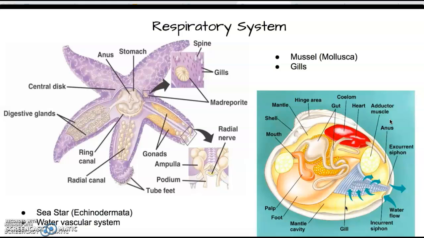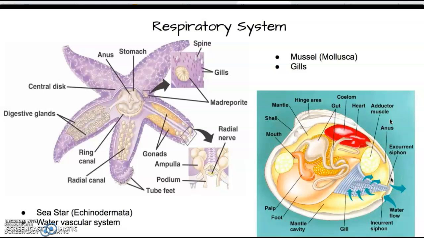So the water flows across the mantle, and what's on the mantle are called gills. These gills have cilia on them, and the gills are highly folded and highly vascular. So when the water goes through this portion and finally reaches the gills, the oxygen can be exchanged, and then the water and the carbon dioxide get pushed back out over here through this excurrent siphon that we have right here.